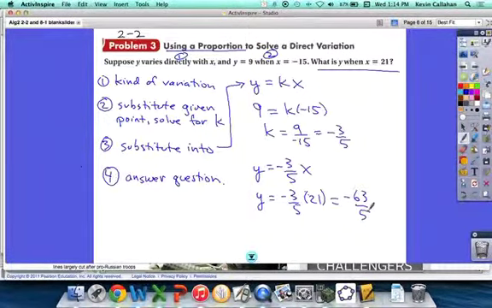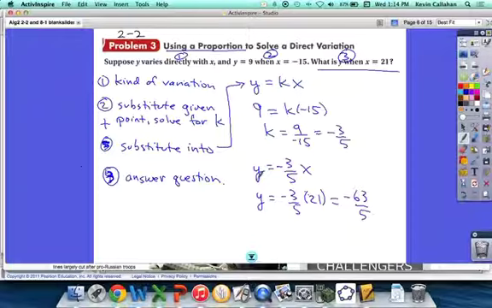These kind of go together right there. But let's say that those go together. We'll call this step 3. So first, they're going to tell you what kind of variation it is. Second, they give you a point where you know the values of all the variables at that point, so you can solve for k. So you do that, and you've got a new equation where the k now is known, and then you answer the question.